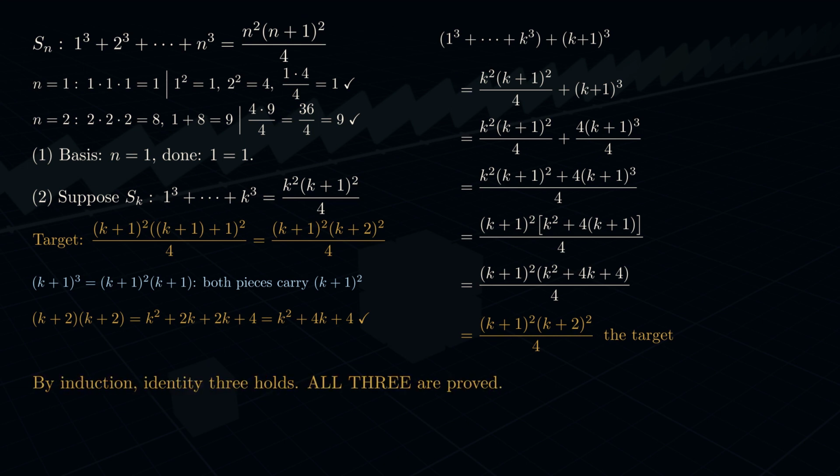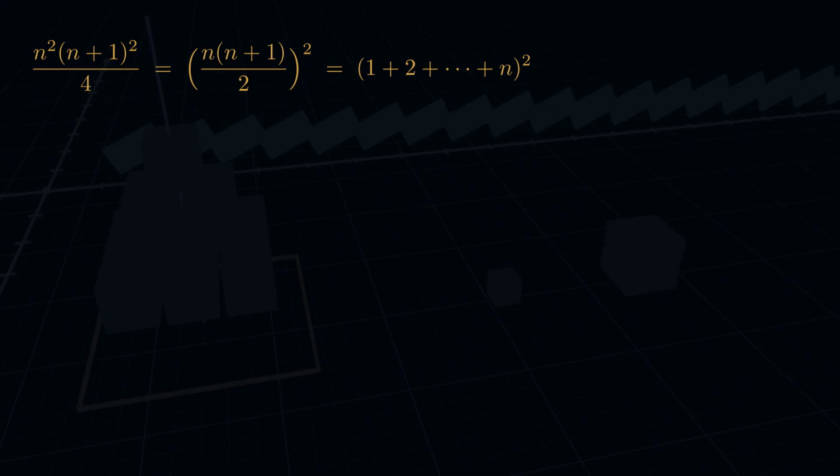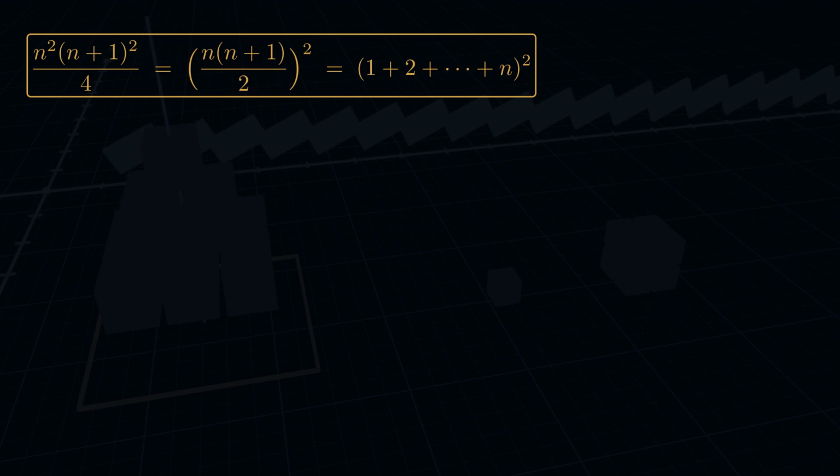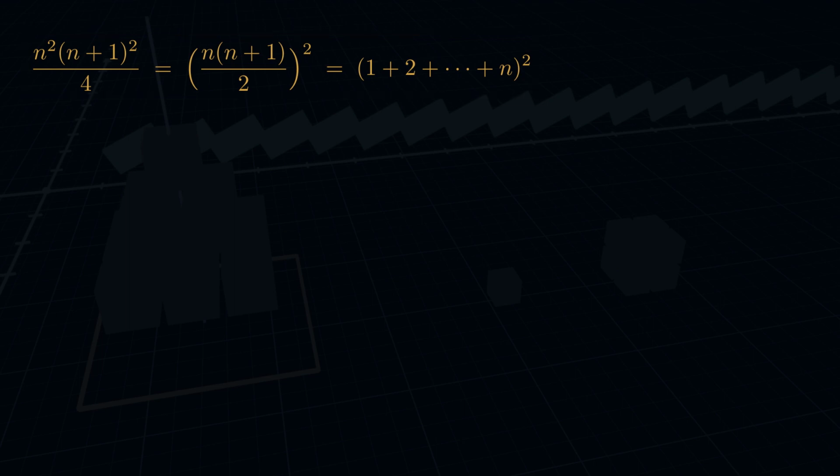All three identities are proved. Now look at what the third formula is actually saying, because there is something hiding in it. N squared times n plus 1 squared over 4. That is n times n plus 1 over 2, all squared. And n times n plus 1 over 2 is the first formula, 1 plus 2 up to n. So the sum of the first n cubes is the square of the sum of the first n numbers.